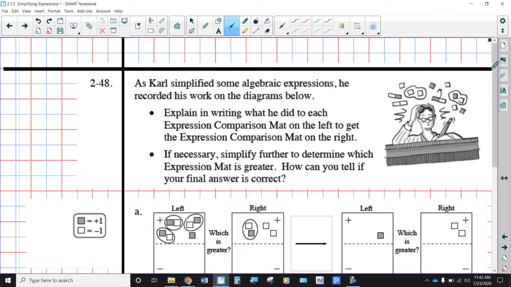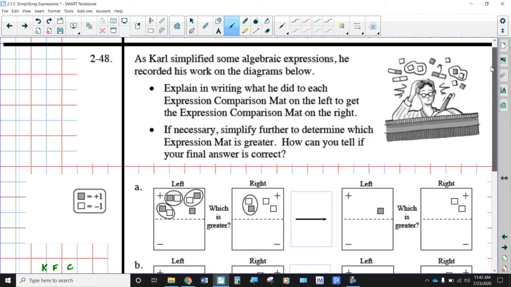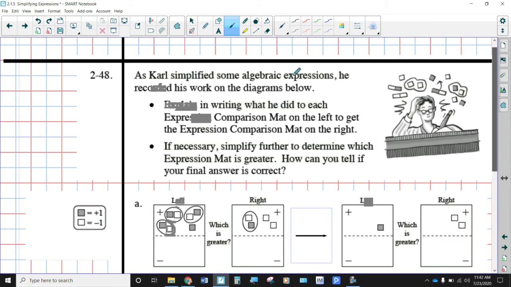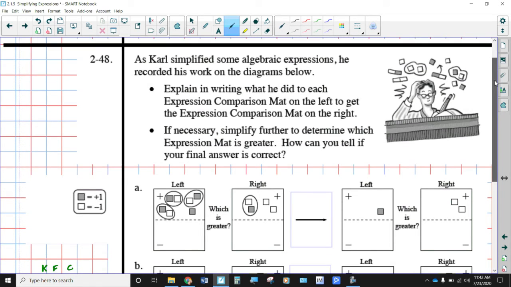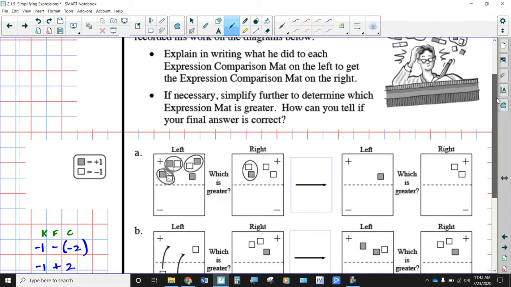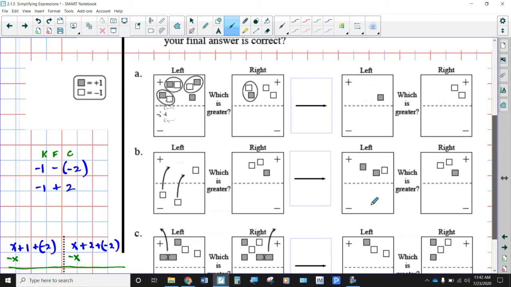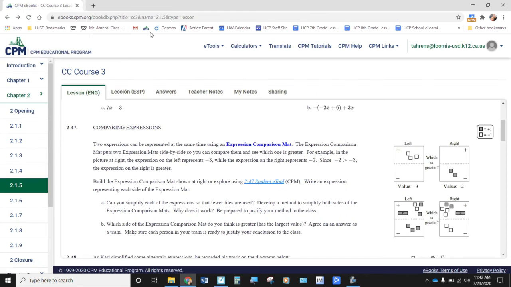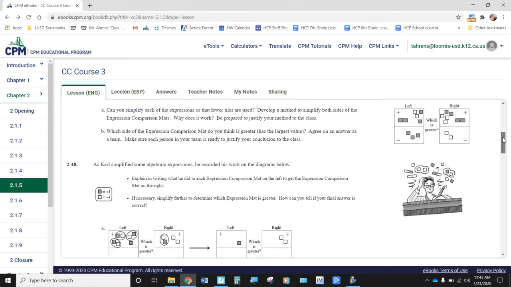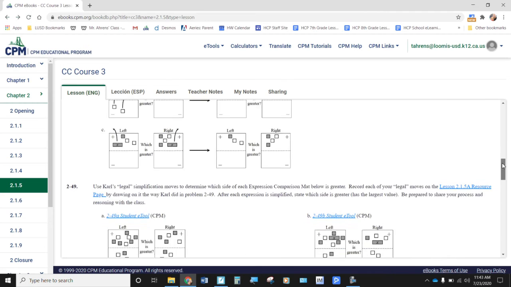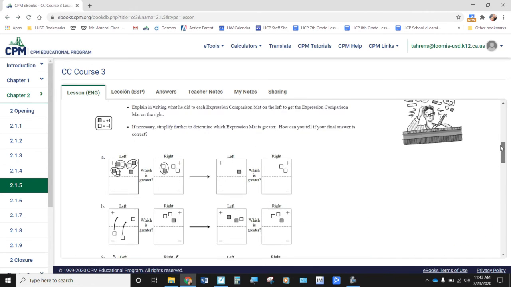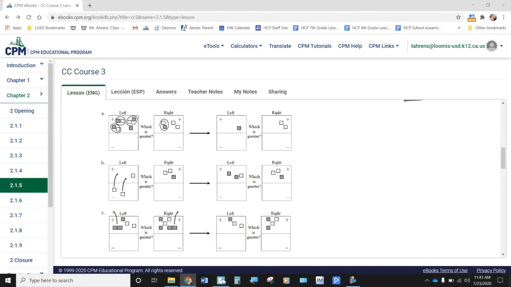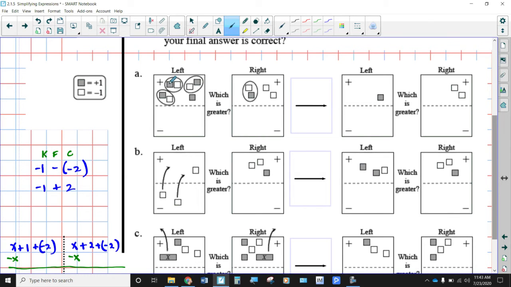All right, so now we've got some notations. Let me read through this. As Carl simplified some algebraic expressions, he recorded his work on the diagrams below. See, he's drawing a picture in his journal, and he doesn't have the luxury of using the tool that I use to manipulate his pieces around or using the online tool. Let me actually look at this and see, do we have one for problem number 4 for Carl? Do we have one of those online tools? We don't. So there are some notations that he has chosen to use.